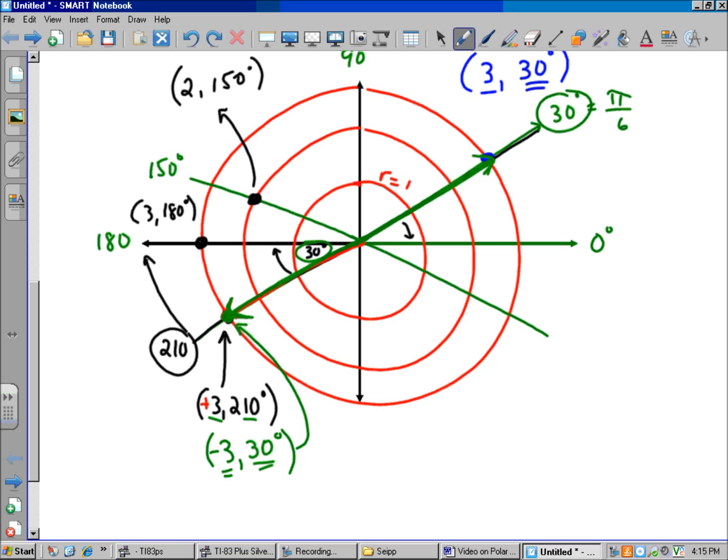All right, let's just do one more over here again. This was 150 degrees, so if I go into the fourth quadrant here, this is going to be 330 degrees, right?